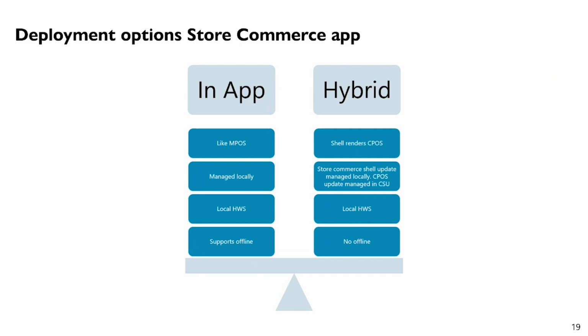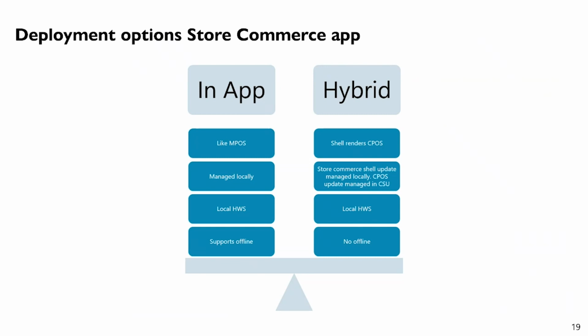the in-app mode. To update the application content for in-app mode, you can run the latest version of the Store Commerce installer. The application content won't be updated if you update the CSU. Therefore, you can manage the updates at individual registers. The in-app mode supports offline.